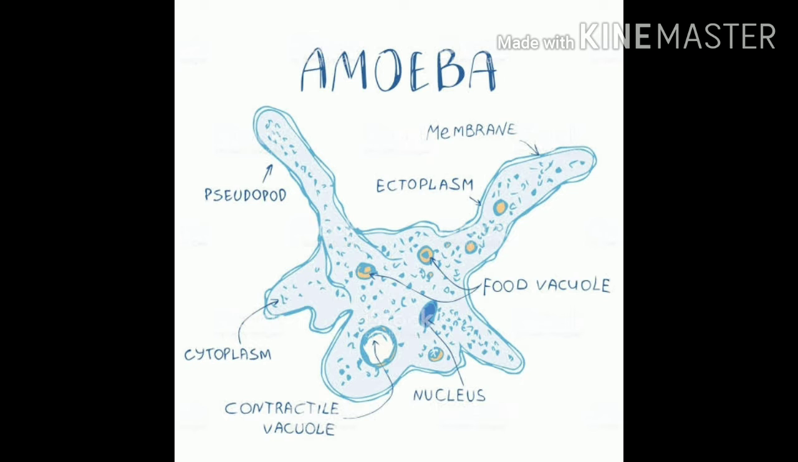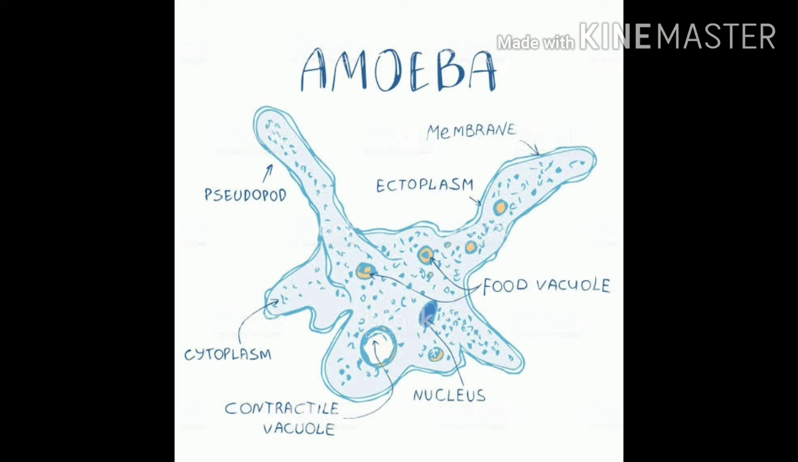Though it is a very simple animal, it consists of simple cell organelles like cell membrane, ectoplasm, food vacuole, nucleus, contractile vacuole, cytoplasm and pseudopodia. The pseudopodia is the false foot of the amoeba, with the help of which it catches its prey, and it also serves as a locomotory organ for the amoeba.